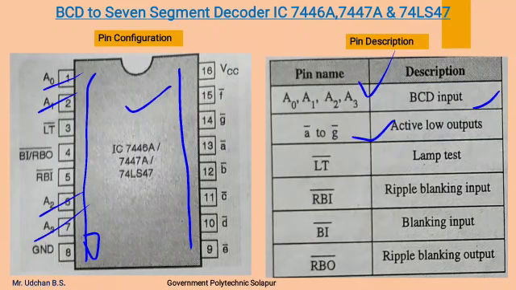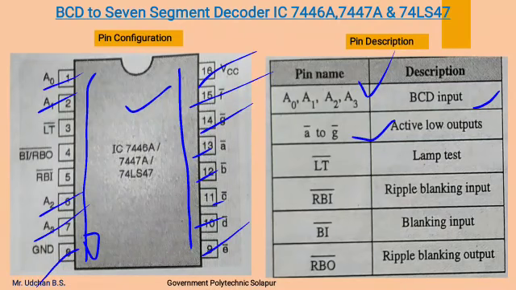That is pin number 13, 12, 11, 10, 9, 14, 15. These are the 7 outputs of this IC. Pin number 8 and 16 are connected to the power supply.